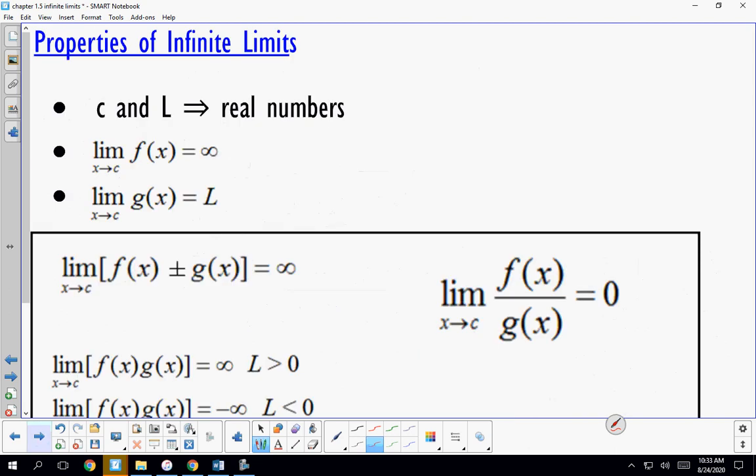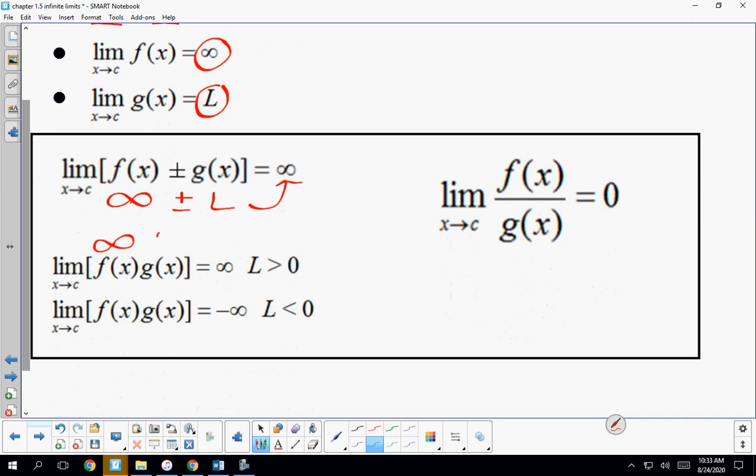So here are some properties of infinite limits. If we say that C and L are real numbers, and let's say the limit of f is infinity and the limit of g is a number, if we take infinity and add or subtract a number, it's still super big. If we were to multiply them, infinity times a number is still huge. If, let's say, the number is negative, infinity times a negative goes to negative infinity. And we'll talk about this one later.